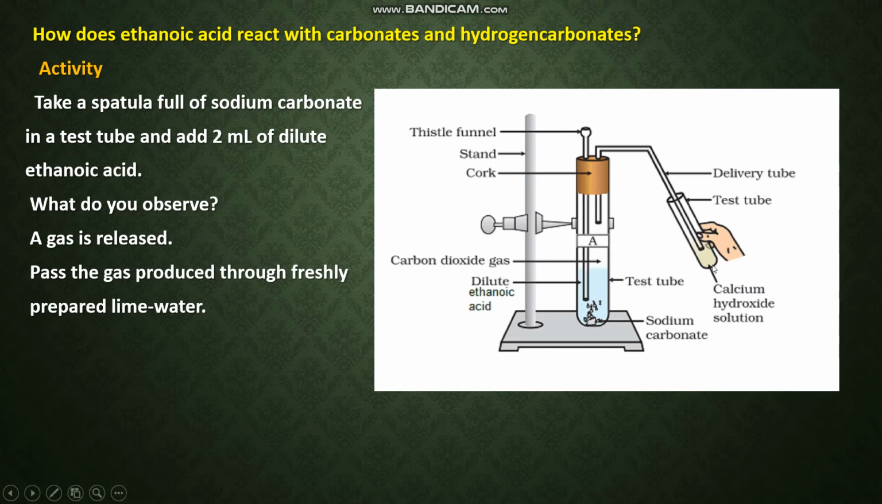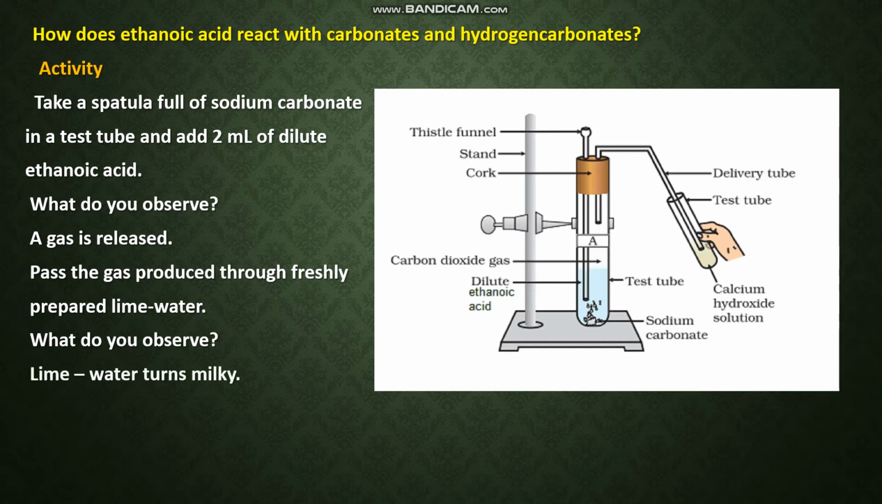Now, pass this gas produced through freshly prepared lime water. Here we have already prepared lime water in another test tube. Lime water means calcium hydroxide solution. Through this lime water, we are passing this gas. What can we observe? We can observe that the lime water turns milky. What does it indicate? When any gas is passed through lime water, if the lime water turns milky, it means the gas produced is carbon dioxide. So here the lime water turns milky. It shows that the gas produced is carbon dioxide.